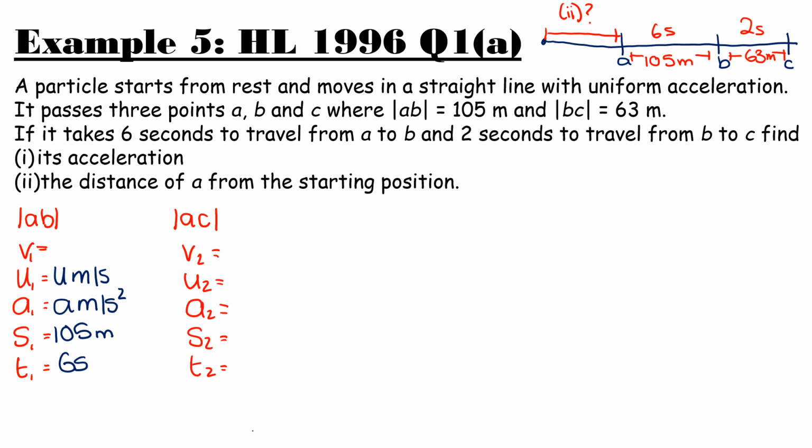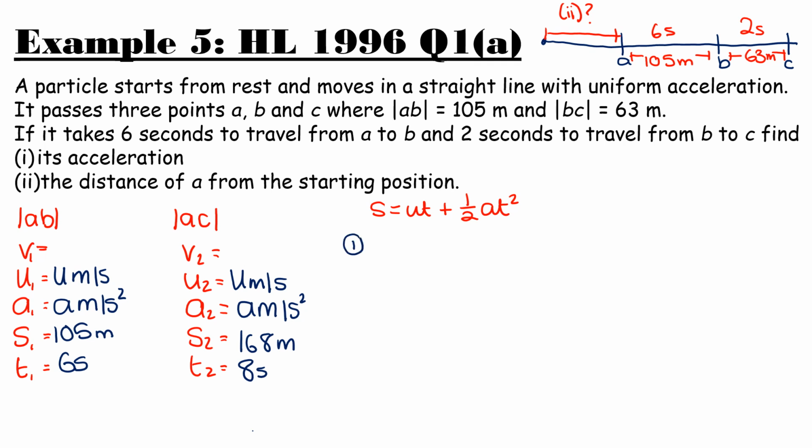And it means that we now have a U, because it starts at the same point. The acceleration is still the same. S is no longer going to be 63, but we do know what happens A to B. So we can combine these and get 168 meters. And then our time is going to be a combination time, and that's 8 seconds. So we're going to use S equals UT plus a half AT squared to create two equations. And once we create those equations, we're going to solve them simultaneously.